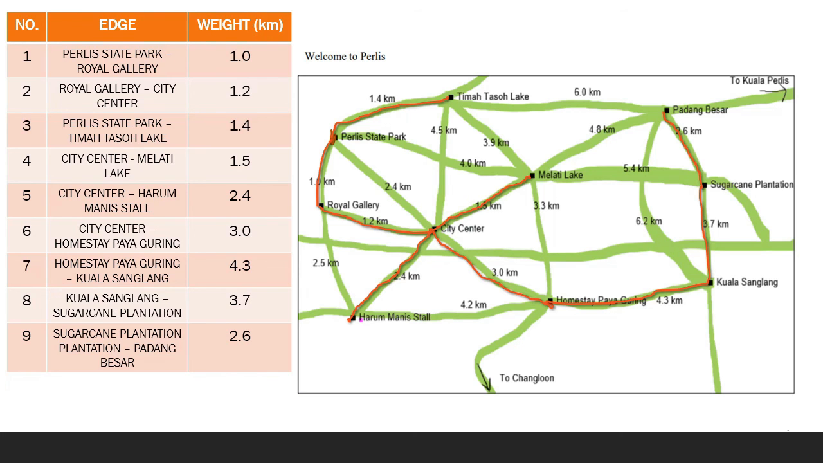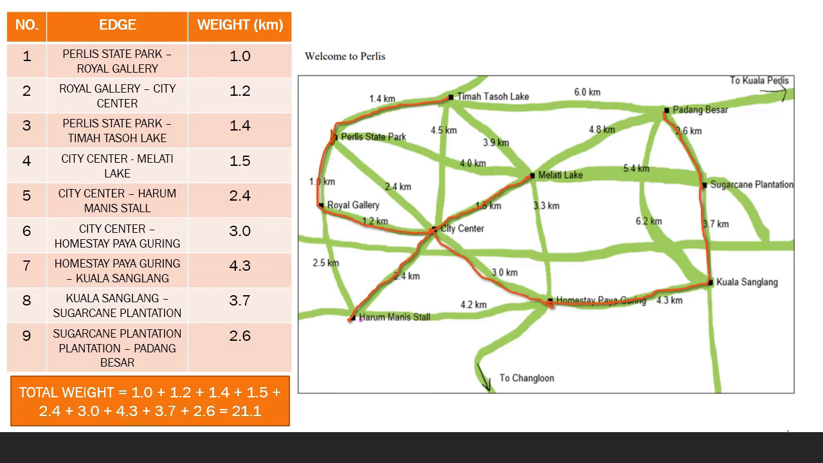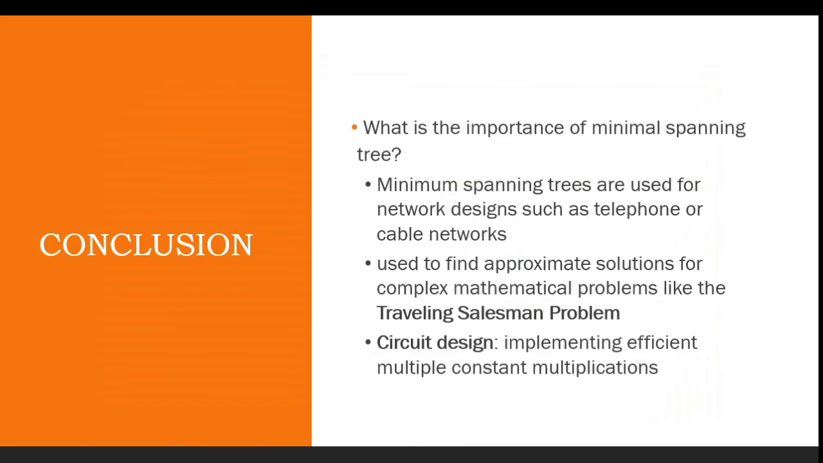So this is correct. Now we need to find the total weight, the cost, the total distance traveled. This is the minimal amount, so that's fine. The total weight is 21.1. So this is the minimal amount of distance that needs to be traveled between all these points. Let's go. Thank you.